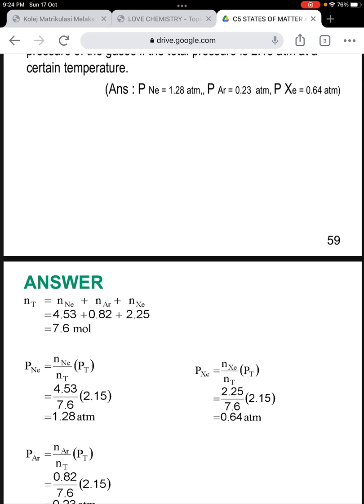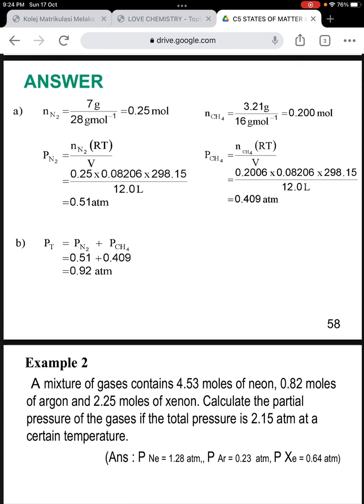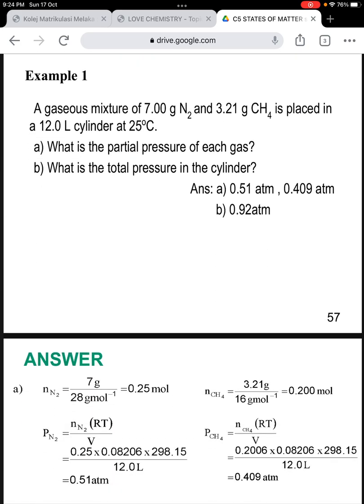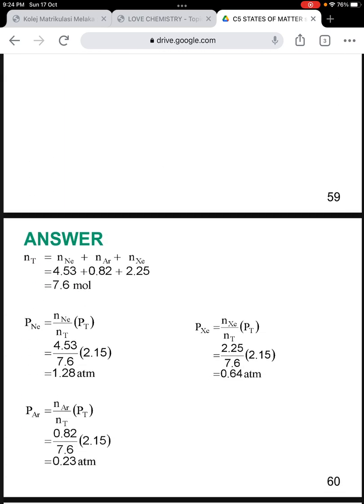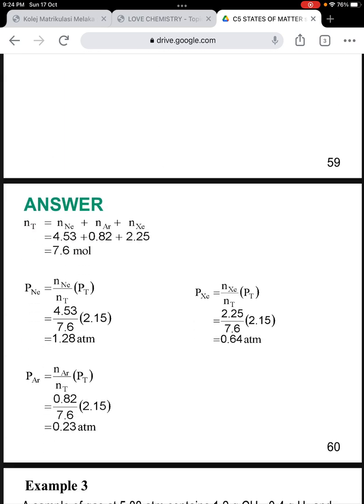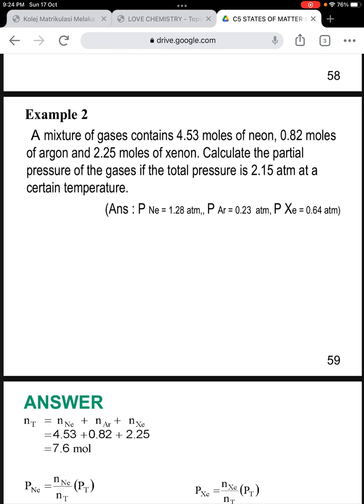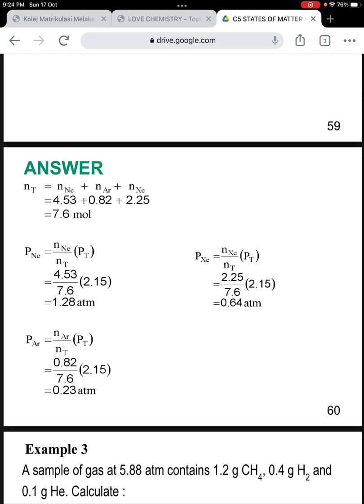And then we go to the partial pressure formula, that is this yellow one, PA equals XA PT. So we use this formula. Now we are looking at neon: mole of neon divided by total mole multiplied by P total. We have been given total pressure as 2.15 atm in the question. So we can calculate the partial pressure of neon. Similarly, we can calculate the partial pressure of argon and the partial pressure of xenon.